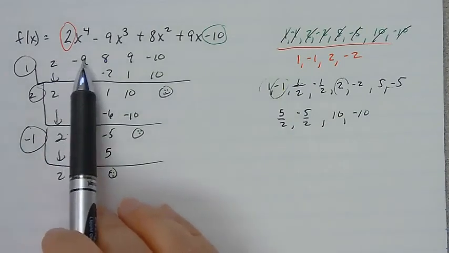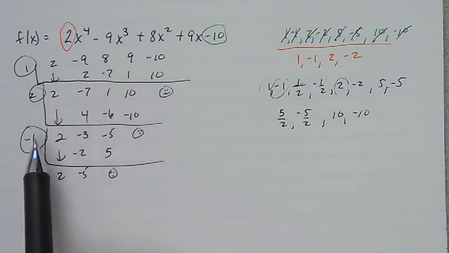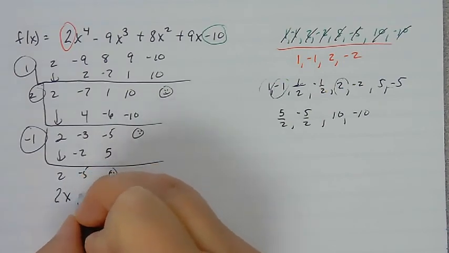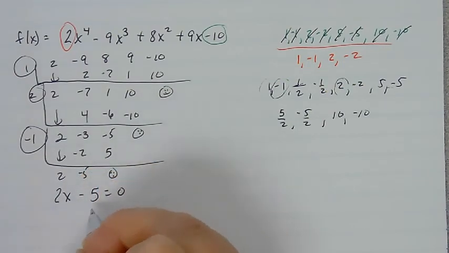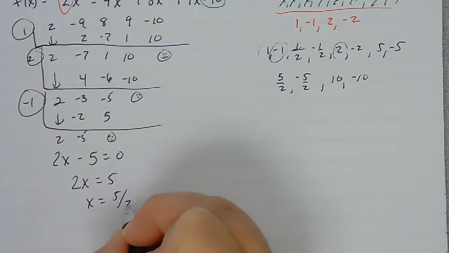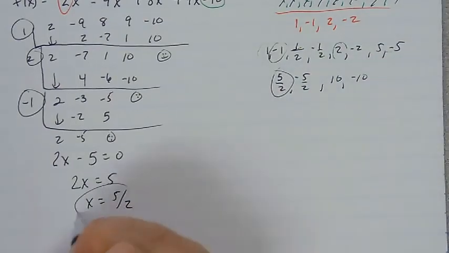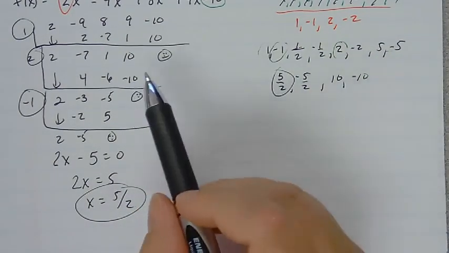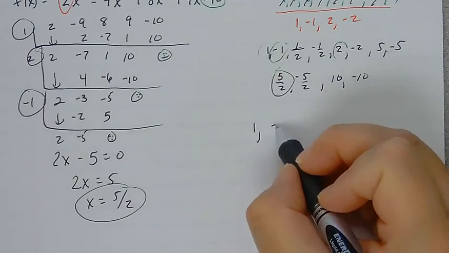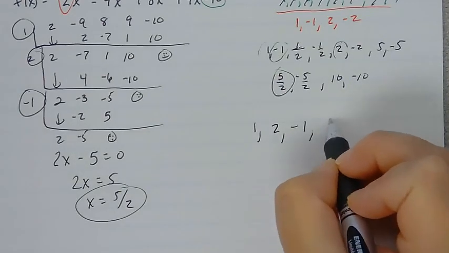This was x to the 4th, x to the 3rd, x to the 2nd. So this is x to the 1st. So we have 2x minus 5 equals 0. So 2x equals 5. So x equals 5 halves. And that was actually on our list as well. So that means that the zeros are at 1, 2, -1, and 5 halves.